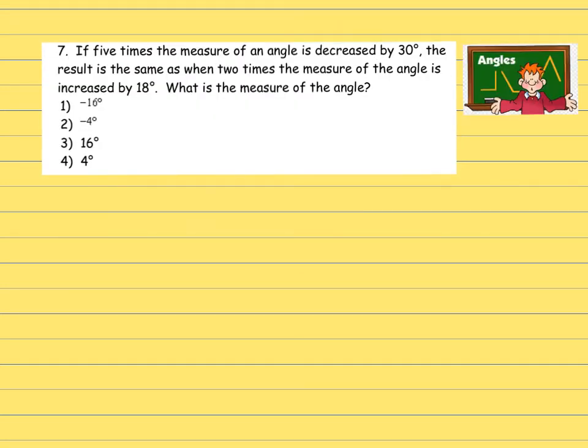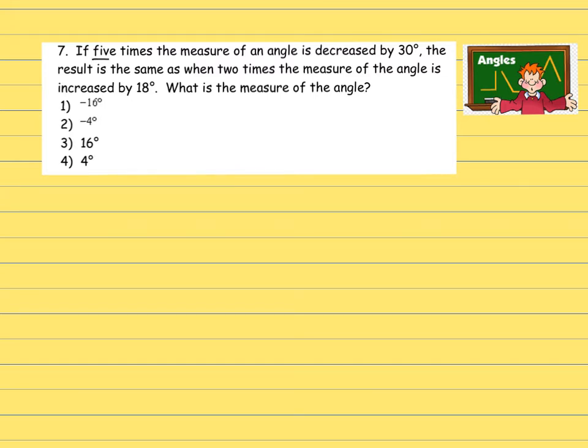Number 7. If 5 times the measure of an angle is decreased by 30 degrees, the result is the same as when 2 times the measure of the angle is increased by 18 degrees. What is the measure of the angle? Take a moment to pause this video at this time and attempt the problem on your own.